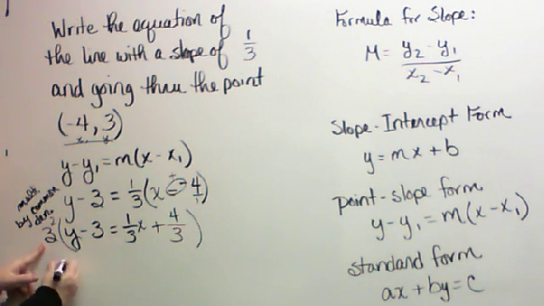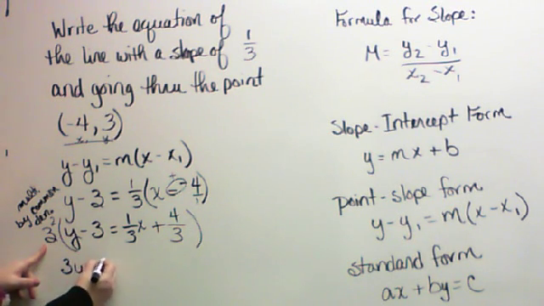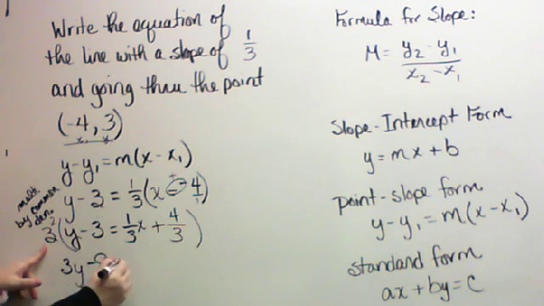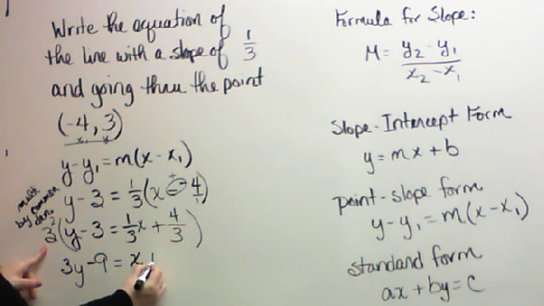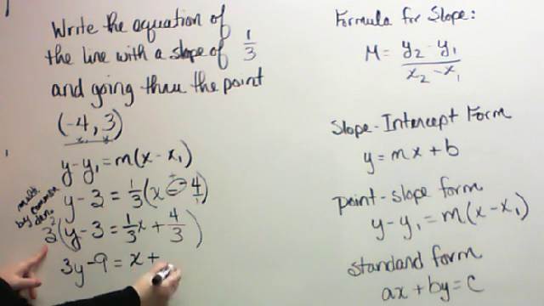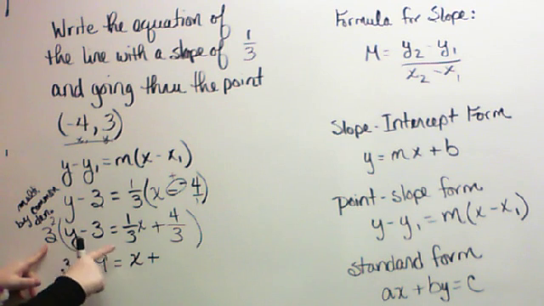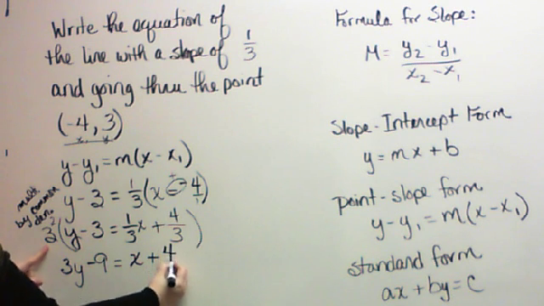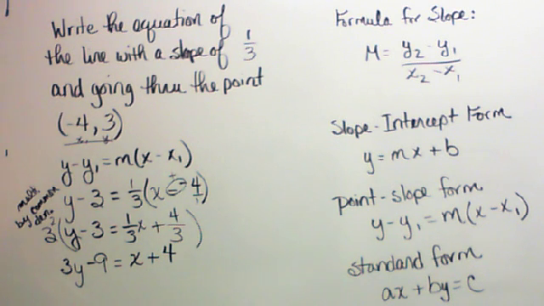3 times y is 3y. 3 times negative 3 gives me negative 9. 3 times 1 over 3, my 3's will end up canceling out and just give me that 1x. And here my 3 is going to cancel out with the bottom 3 and give me 4. Or you could say top times top, so 3 times 4 is 12, divided by the bottom gives me 4. Either way, you're going to have 4. Punch it in your calculator. 3 times 4 divided by 3, and it'll give you a 4.